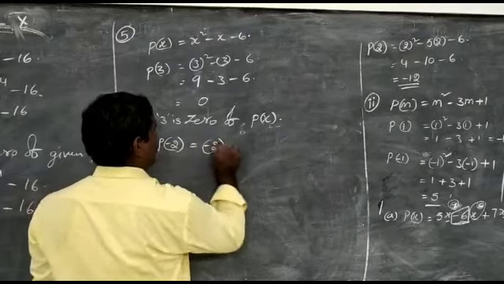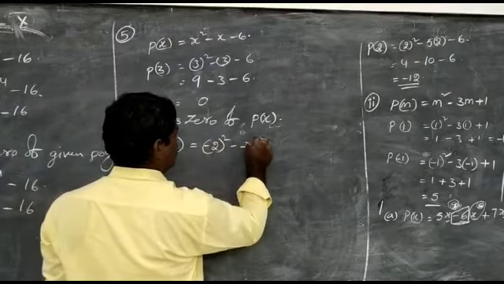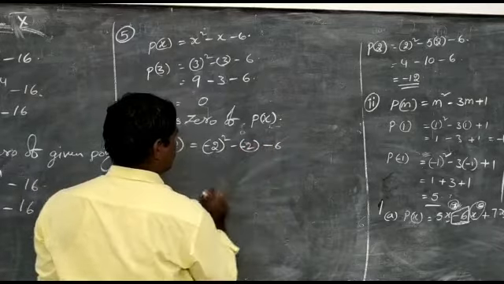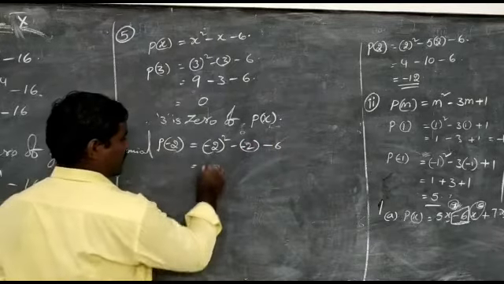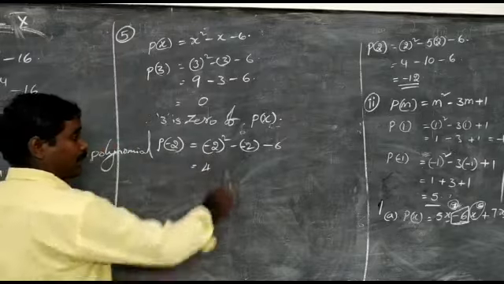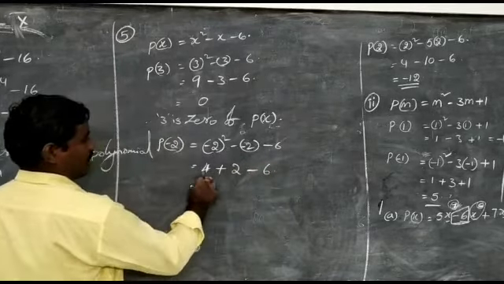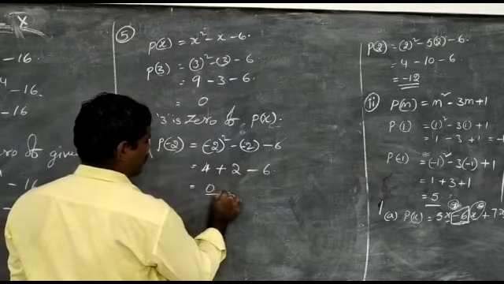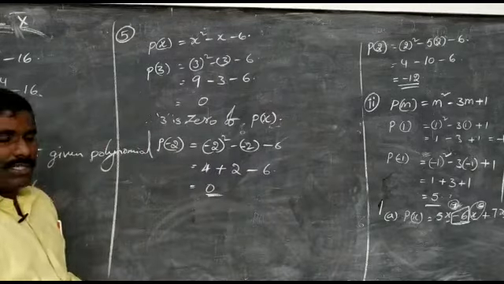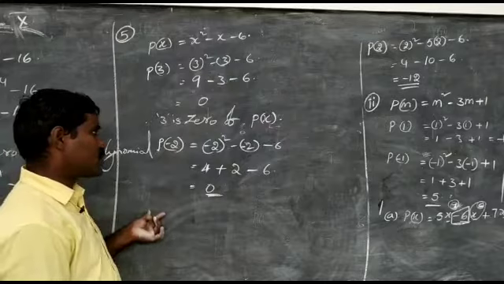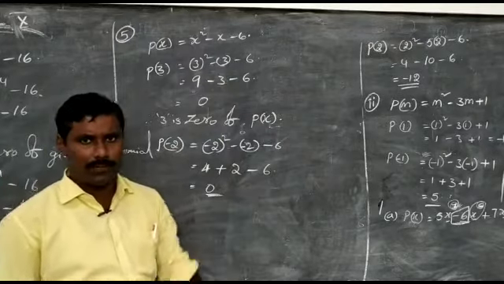Now I will check minus 2. Minus 2 square minus of minus 2 minus 6. Minus 2 square is plus 4, minus into minus is plus 2, minus 6. 4 plus 2 is 6, 6 minus 6 is 0. In this case also the remainder is 0. Therefore minus 2 is also a zero of the given polynomial.